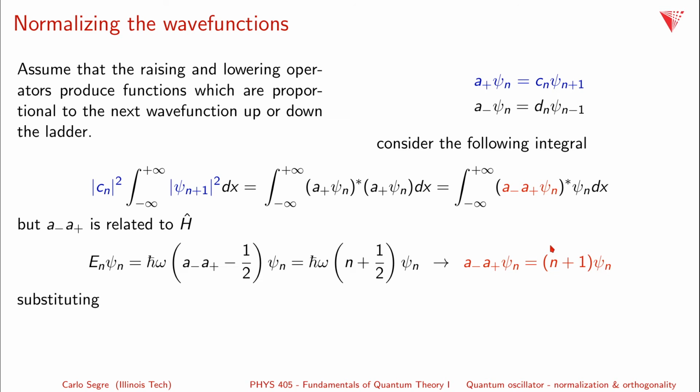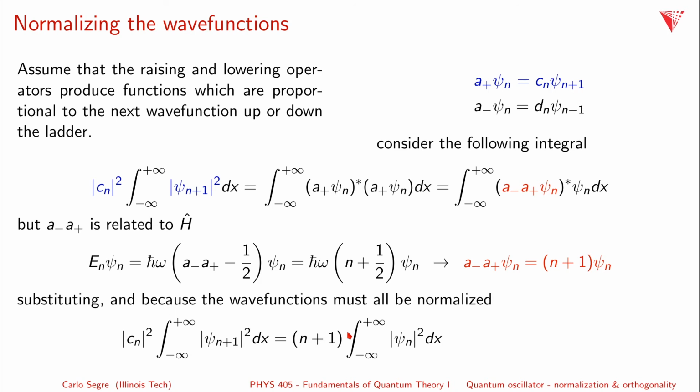We can now substitute this in for the same term over here, and we get that this quantity up here, which is c sub n squared, and then you have the normalization integral of psi n plus 1, is equal to n plus 1 times the normalization integral for psi n. If we assume that they're both normalized, that means that c sub n squared is just equal to n plus 1. And so that tells us that C sub n is just square root of n plus 1.